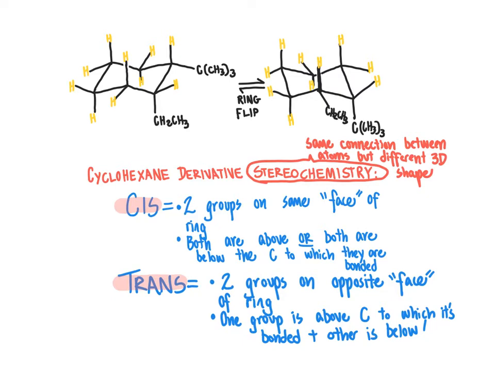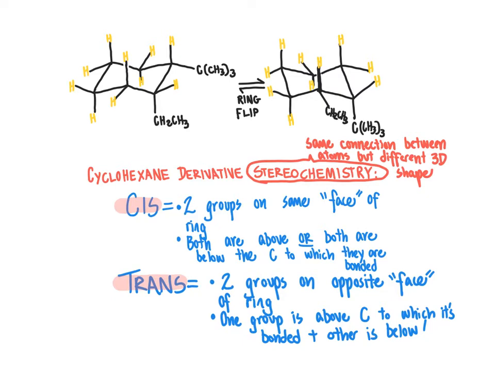Another example of stereoisomerism is the definitions of cis and trans. When we describe a molecule as being cis, what we're referring to is that two groups of interest that we're focusing on are on the same face of the molecule, meaning that they are both oriented upward relative to the carbon atoms of the ring, or they're both oriented downward relative to the carbon atoms of the ring. They're either both on the top face of the molecule, we could say, or both on the bottom face of the molecule.